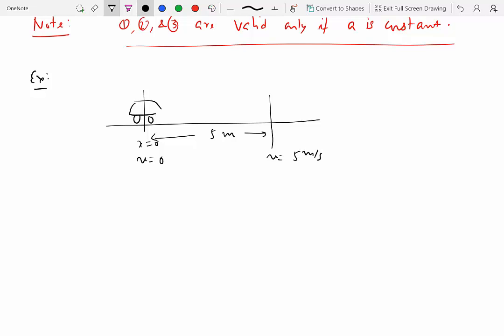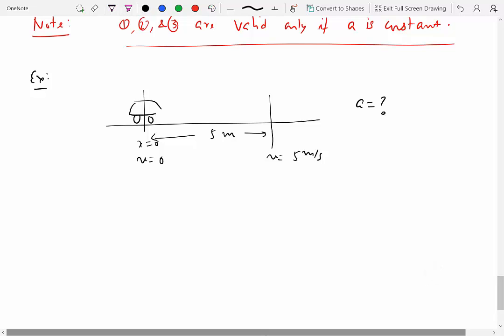Okay, now knowing initial position, knowing the final position, knowing initial velocity and final velocity, the question is, what is its acceleration? Okay, that's what I'm asking over here.